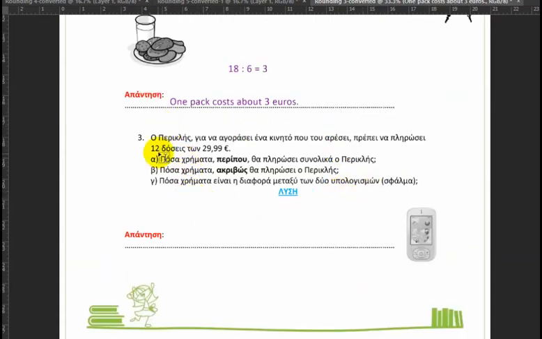Next exercise. Pericles is paying for a cell phone that he bought, and he's going to be paying 12 payments of 29.99, so 29 euros and 99 cents. The questions are about how much money will he pay, and then exactly how much money will he pay, and then what is the difference between the two.